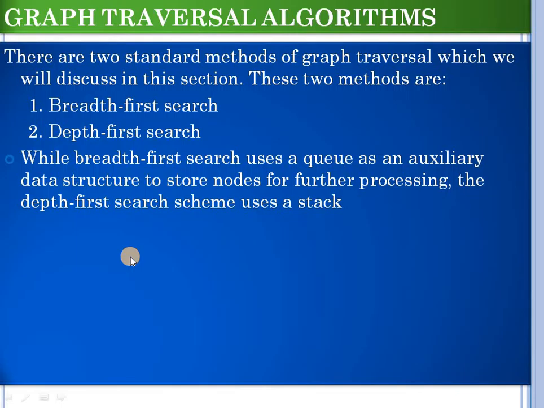Now an important part of the graph is the graph traversal algorithms. We have two algorithms. First is breadth first search and second is depth first search. We will see that in detail. Breadth first search uses a queue as an auxiliary data structure to store the nodes for further processing. A queue is a first in first out structure. And for depth first search we are using a stack, that is a last in first out structure.